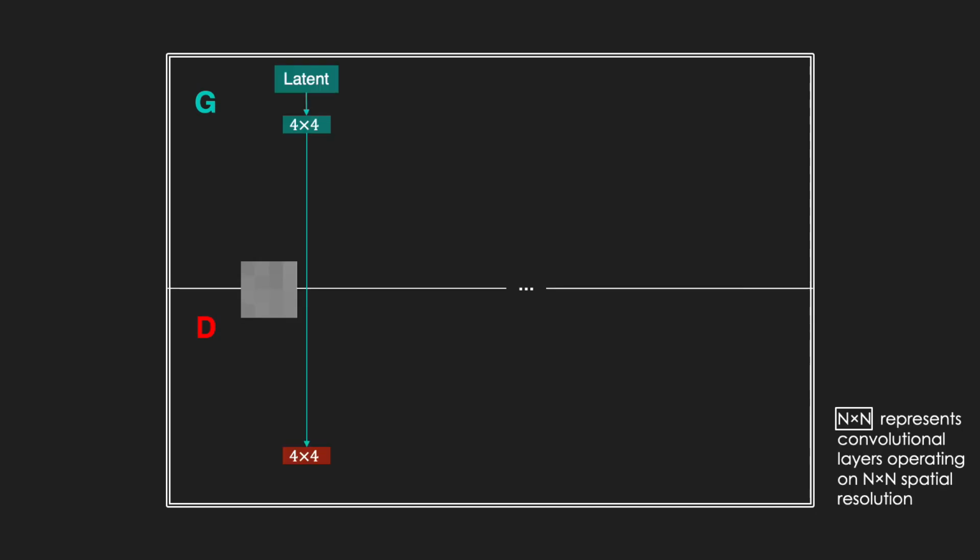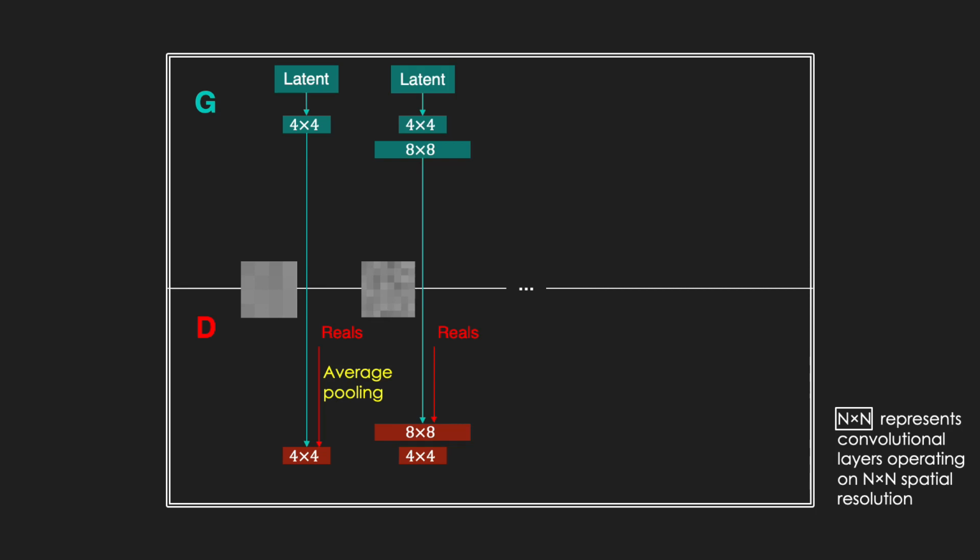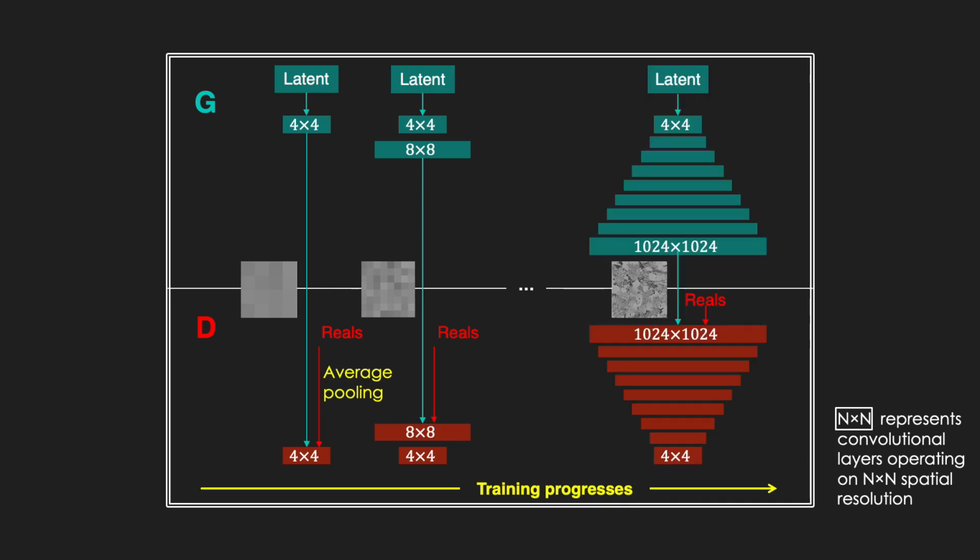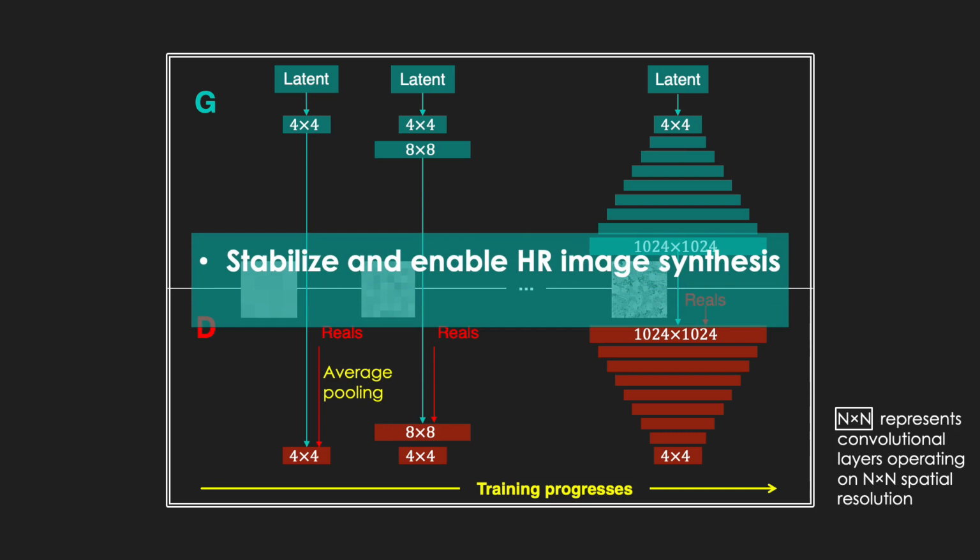The training process starts with low-resolution images of 4x4. Real images are downscaled to match the current resolution of 4x4 by average pooling. After the training loss stabilizes, convolutional layers operating on 8x8 spatial resolution are added to the generator and the discriminator simultaneously to increase the resolution. As training goes on, layers operating on increasingly larger spatial resolution are added to the discriminator and the generator synchronously, every time the training loss stabilizes. The resolution is progressively increased to 1024 by 1024 in this way. Such training strategy stabilizes and enables the generation of high-resolution images by breaking down the challenging end goal into simpler subtasks. It also speeds up the training significantly since most iterations are done at low resolutions.